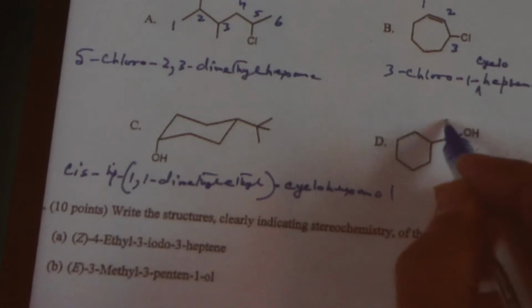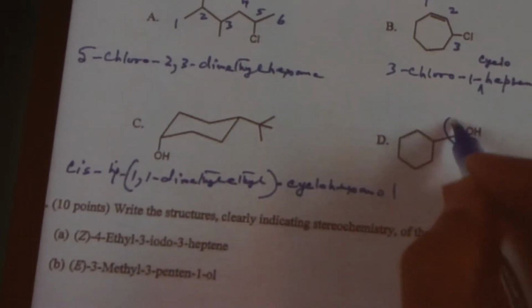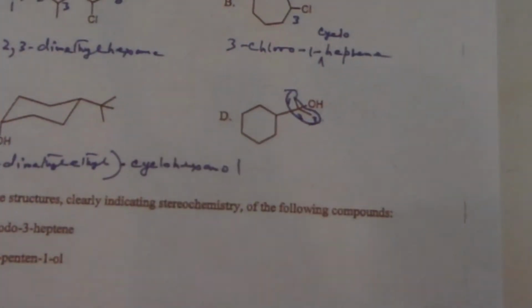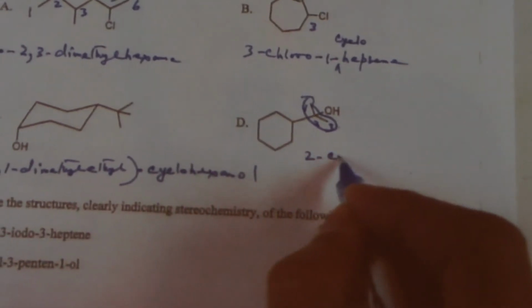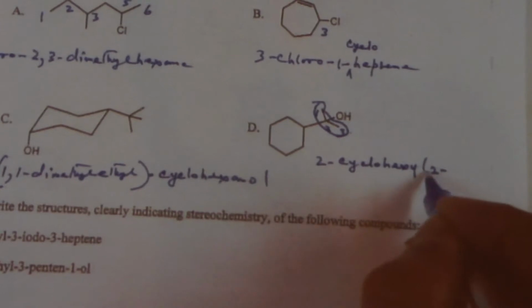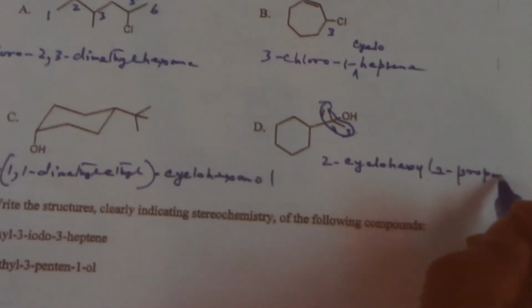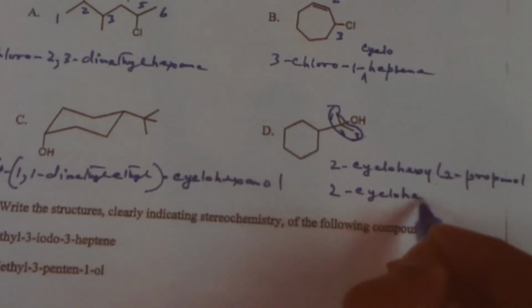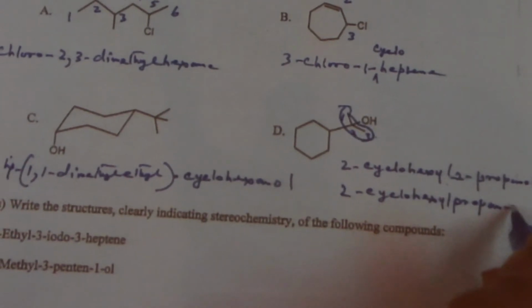This one is again outside the ring, and therefore you have to consider this as the longest chain. And this is really a derivative of 2-propanol. So 2-cyclohexyl-2-propanol, or 2-cyclohexylpropan-2-ol.